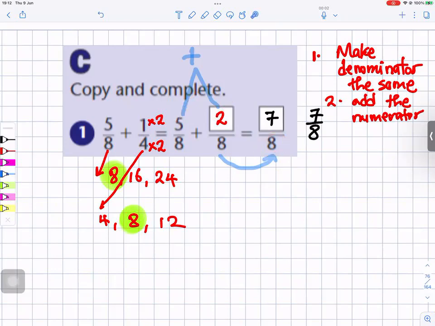So how do we make the denominator the same? We look for the multiples. The multiples of 8 are 8, 16, 24. The multiples of 4 are 4, 8, 12. And we choose the number which is the lowest common multiple, the smallest one which is found in both of them. Does that make sense? Yeah.